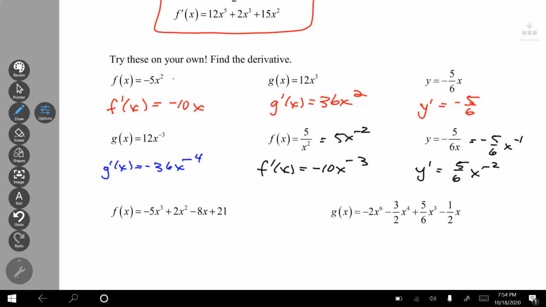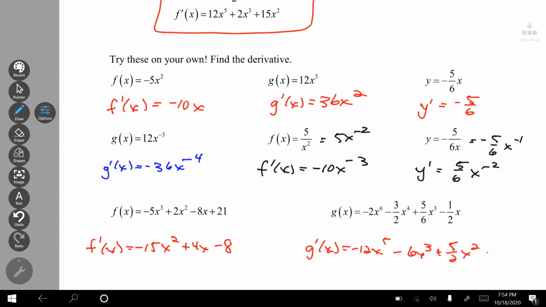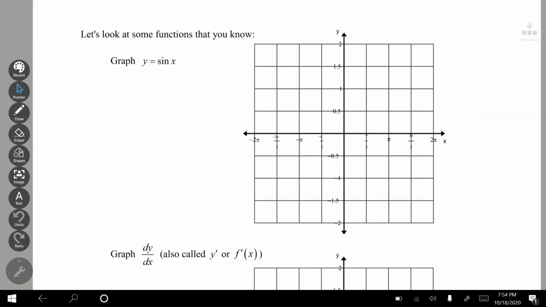Again, if I have multiple terms, f prime of x is negative 15x squared plus 4x minus 8. And g prime of x is negative 12x to the 5th minus 6x to the 3rd plus 5 over 2x squared minus 1/2. These were many examples that we did yesterday. So we did talk briefly about the graph of sine and cosine and their derivatives, but we're going to go over them today.